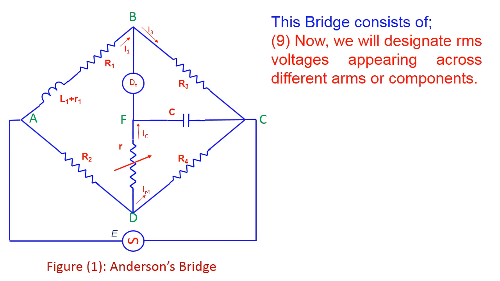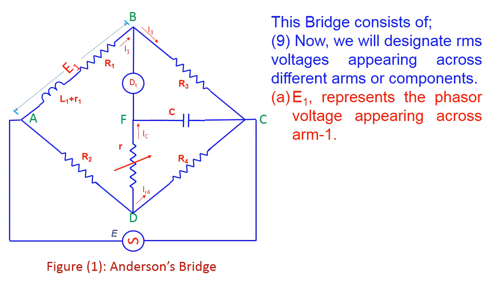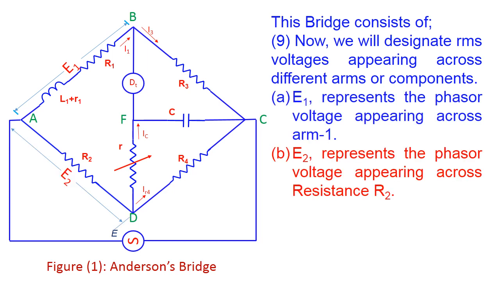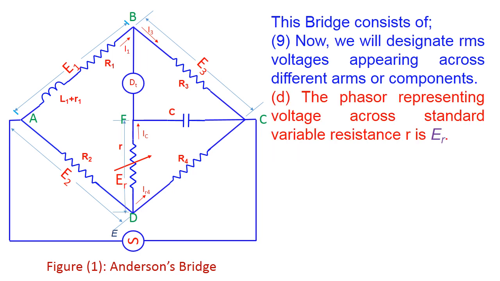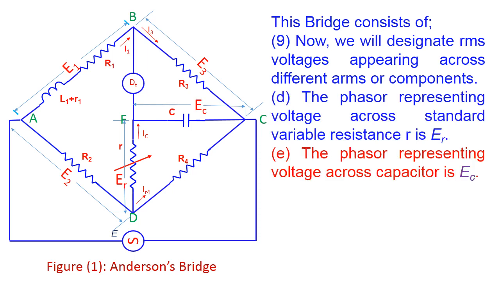Now, we will designate RMS voltages appearing across different arms and components. RMS voltage E1 represents the phasor voltage appearing across arm 1. RMS value E2 represents the phasor voltage appearing across resistance R2. E3 represents the phasor voltage appearing across arm 3. Now, move to the shunt path for the resistance R4. The phasor representing voltage across standard variable resistance r is ER. Let us consider the voltage across capacitor C. The phasor representing the voltage across the capacitor is EC.